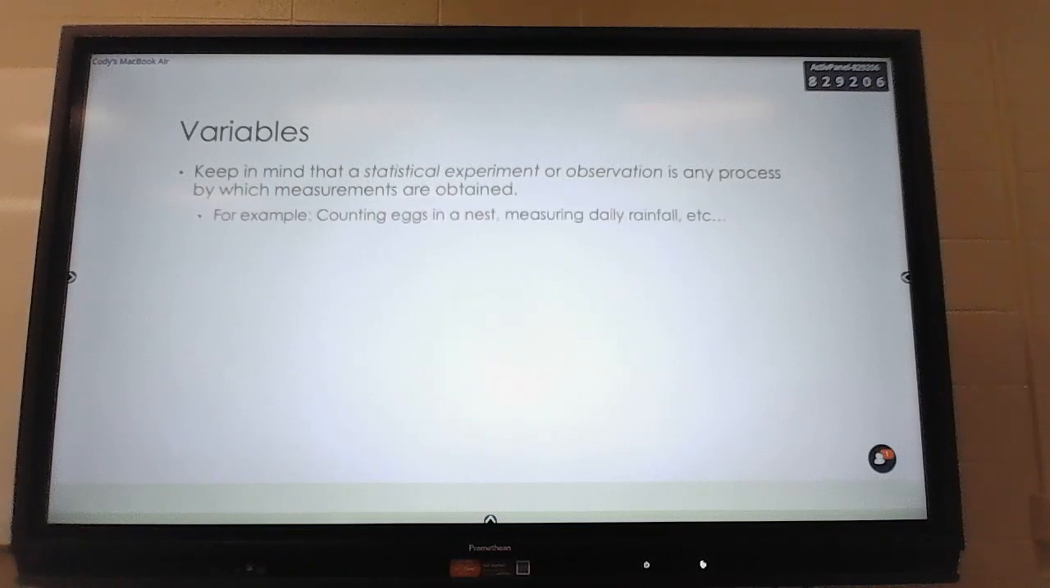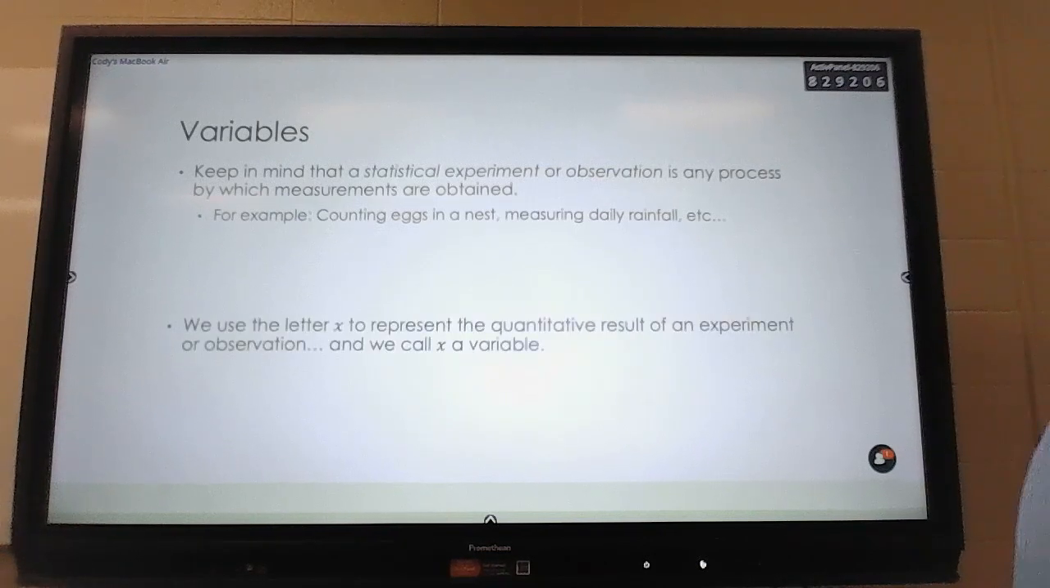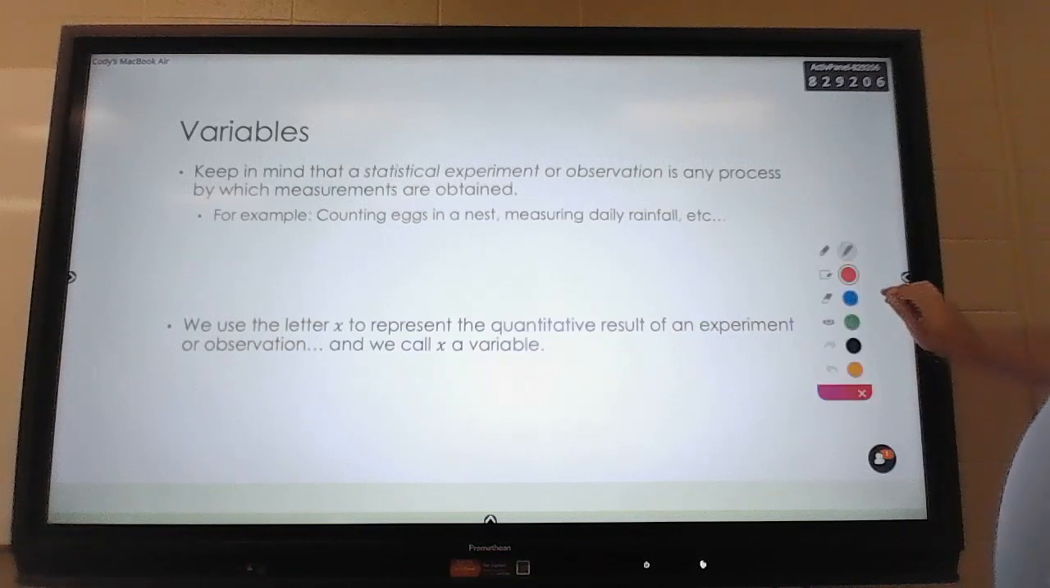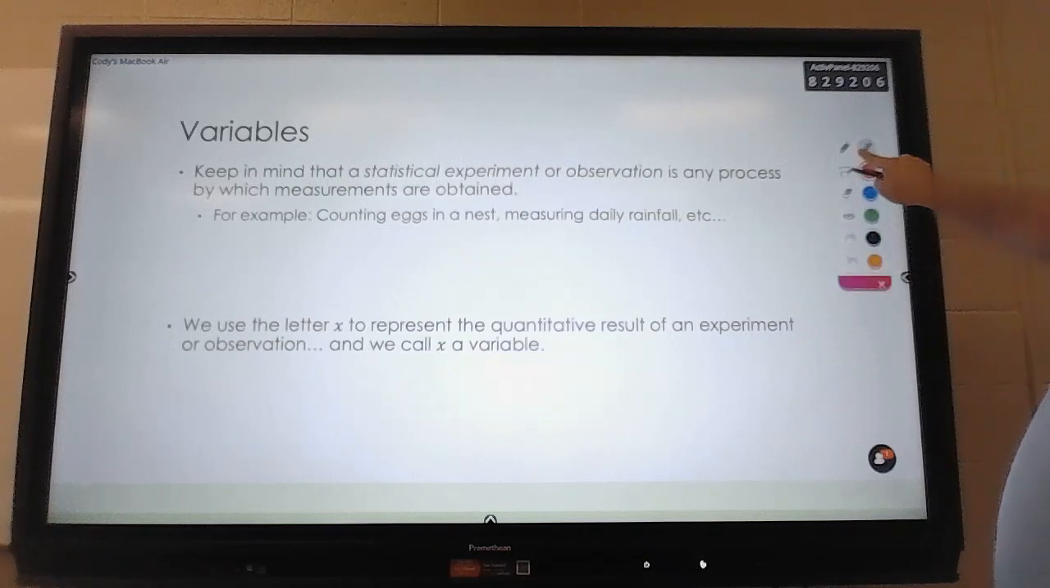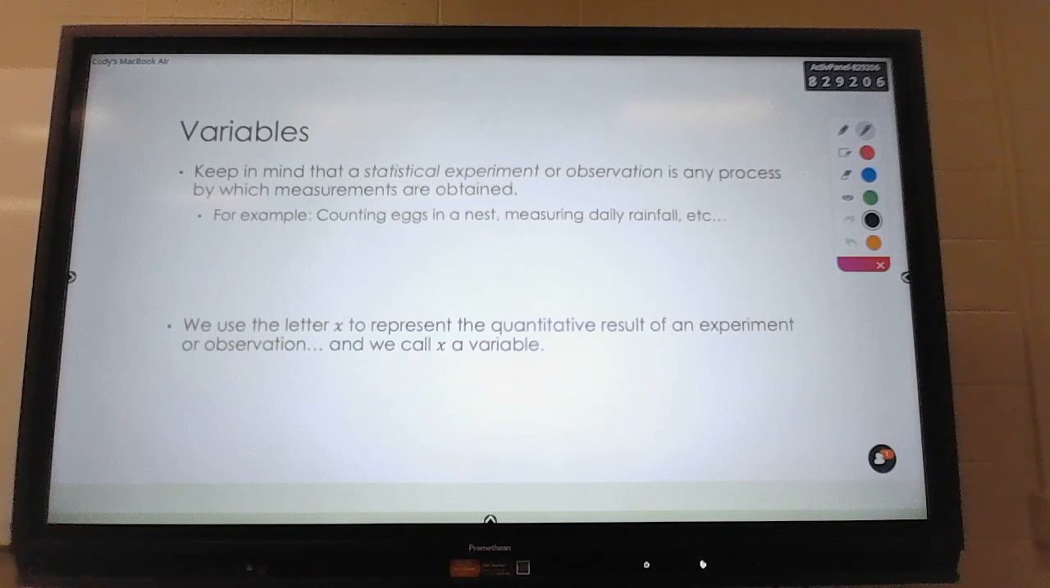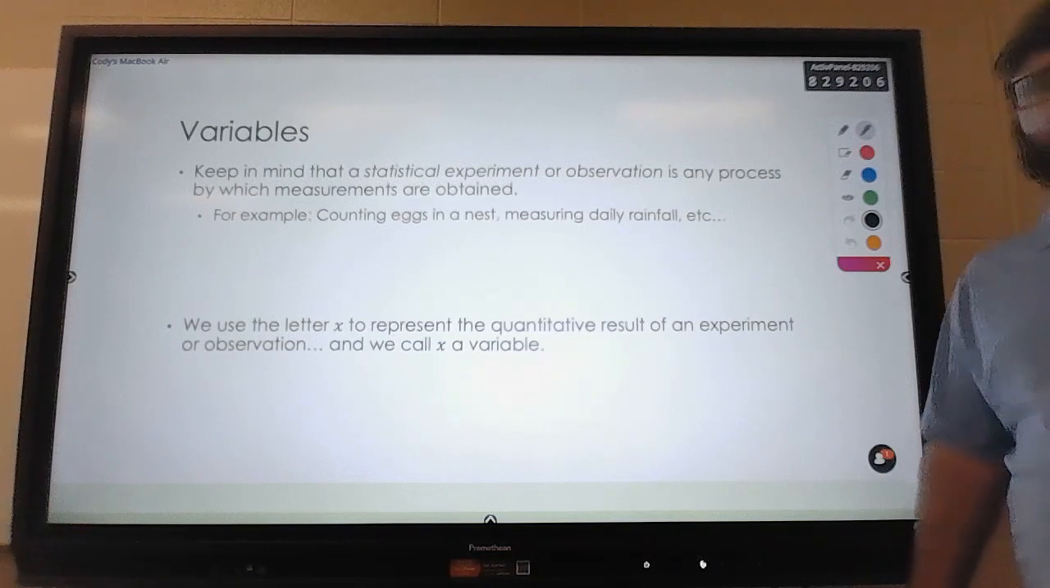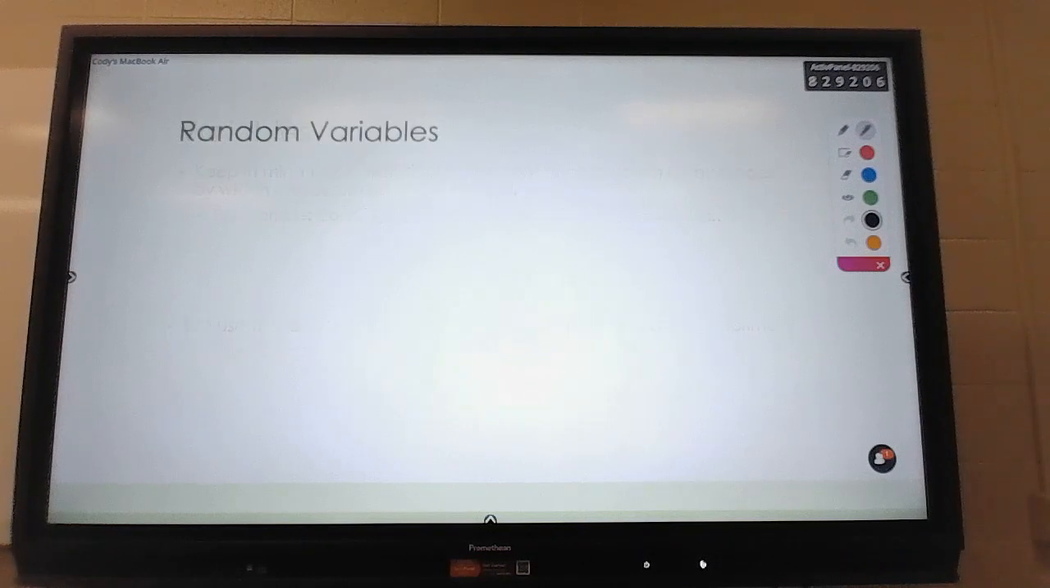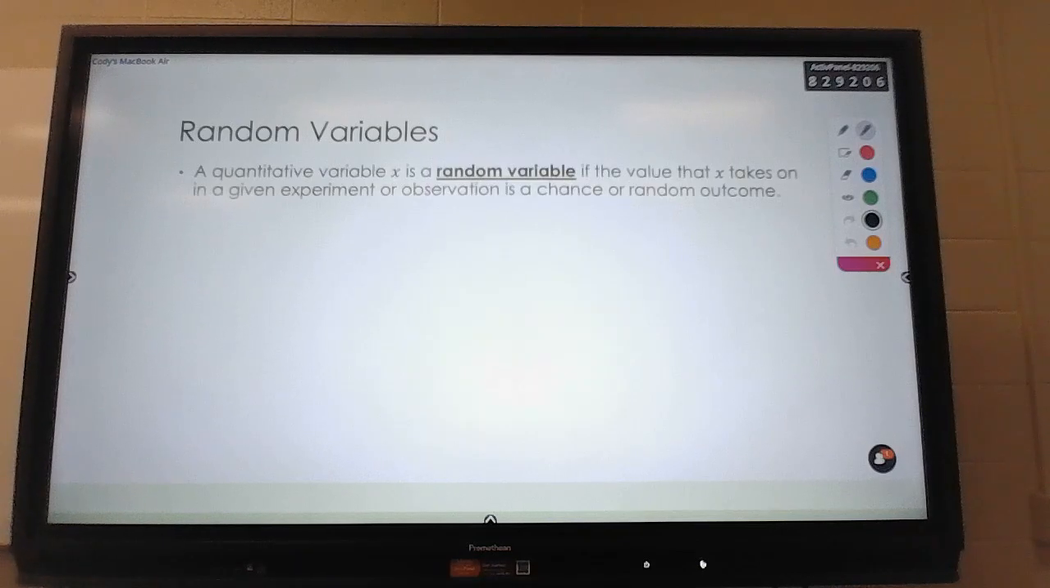So, for example, counting eggs in a nest, measuring daily rainfall, etc. And we often use the letter X as a variable in mathematics classes, like pretty much everywhere. When we use the letter X to represent the quantitative result of an experiment, we'll call X a variable. This is where we get into the topic of what's called a random variable. Now, what is a random variable?